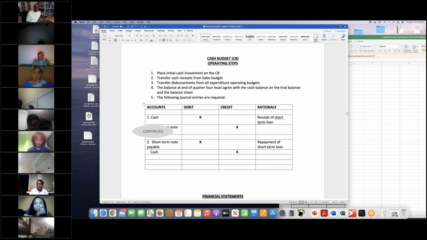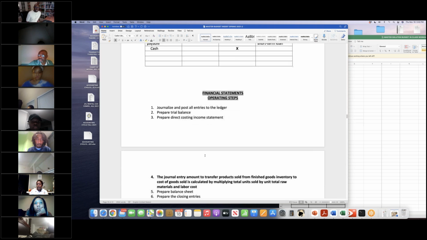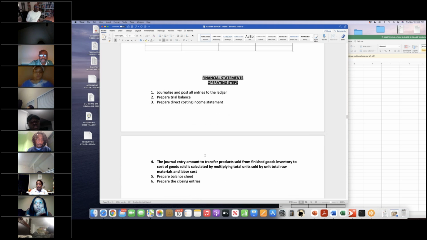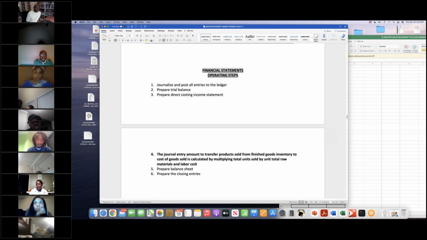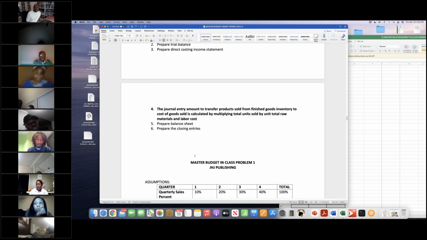here, all of these entries, we got to post them to the ledger, get a trial balance. And then we get a direct costing income statement, balance sheet, and closing entries as we move to more than 1 year.